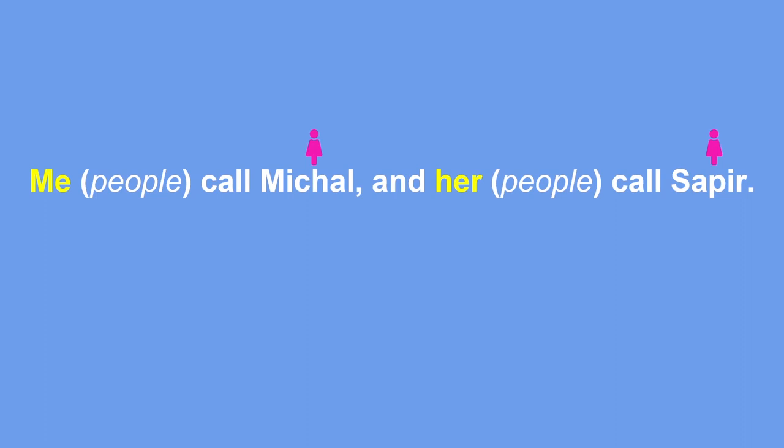Me people call Michal and her people call Sapir. My name is Michal and her name is Sapir.